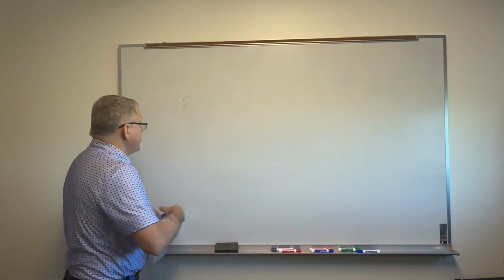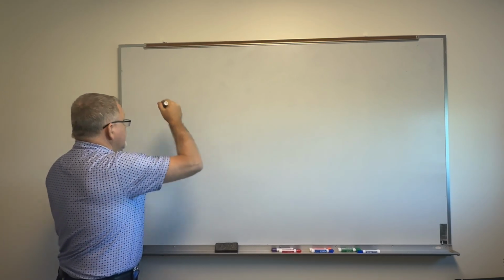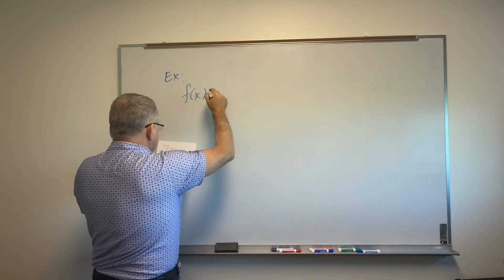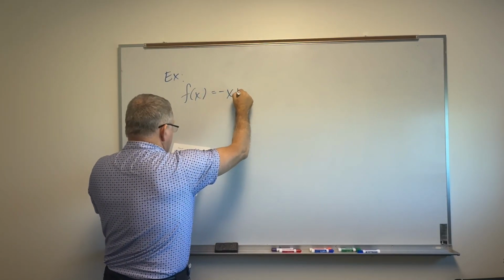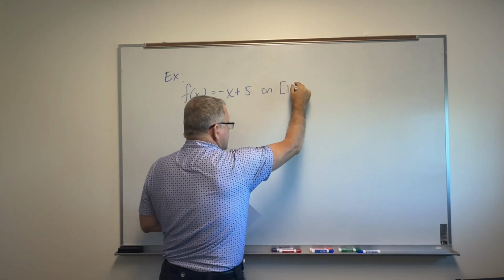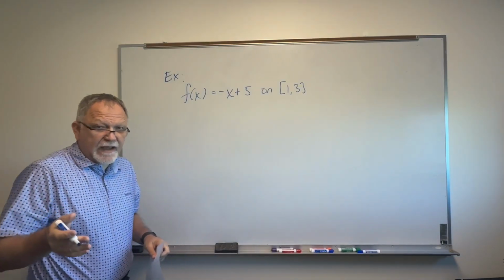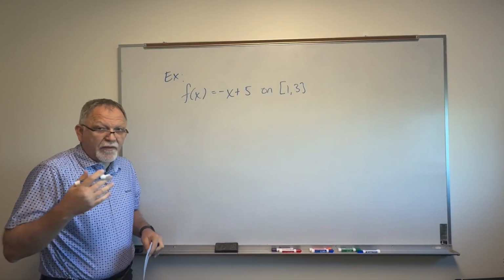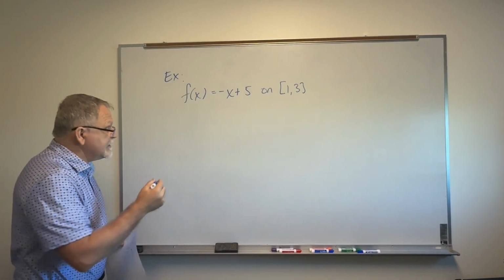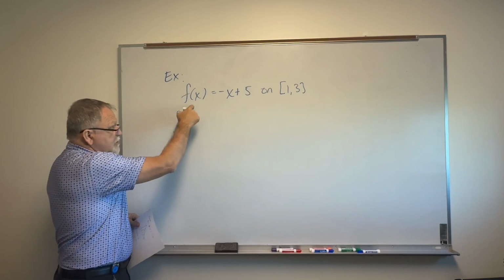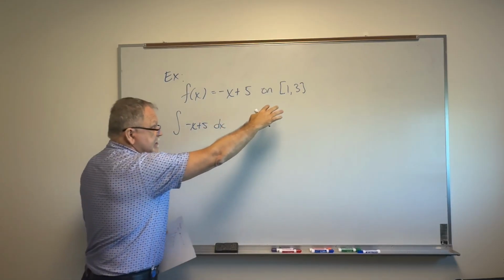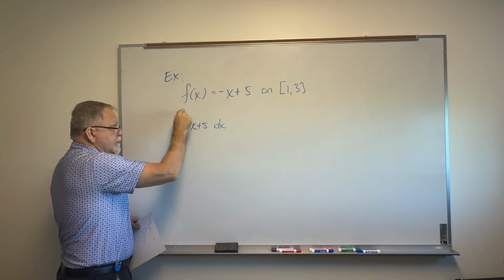I've got this function. f of x is defined like this: negative x plus 5, and I'm interested in what's going on on that interval from 1 to 3. Now I'm given three or four different tasks on the worksheet, so I'll work this problem like the worksheet problems are set up. The first thing I'm supposed to do is find the definite integral of this function f of x. So that's going to be negative x plus 5 dx on this interval, from 1 to 3.